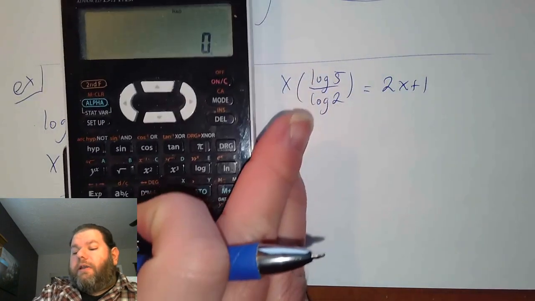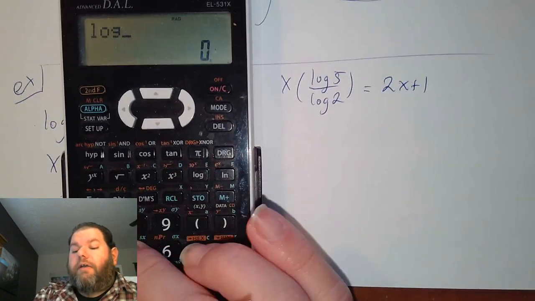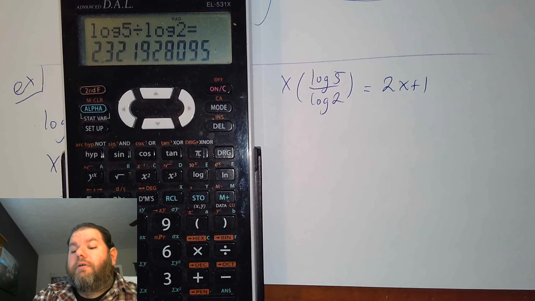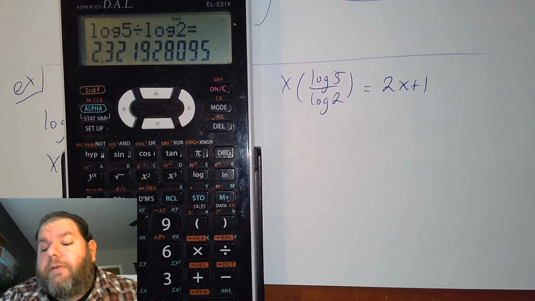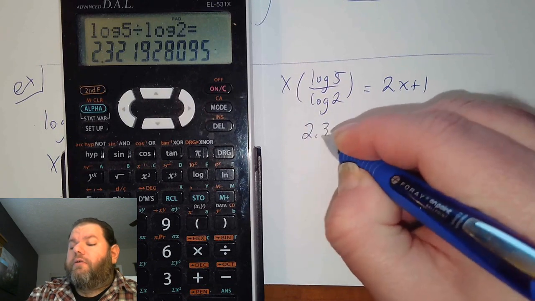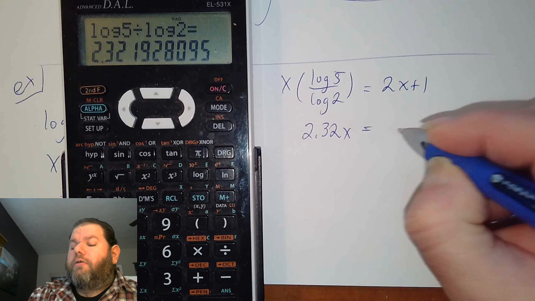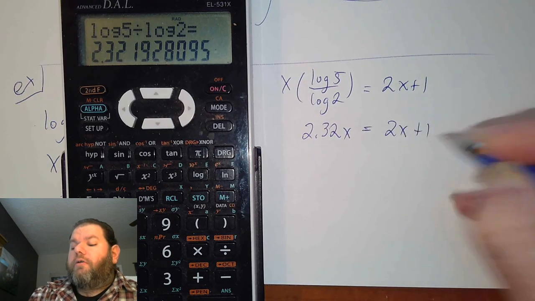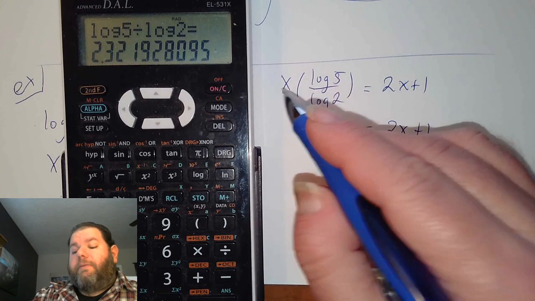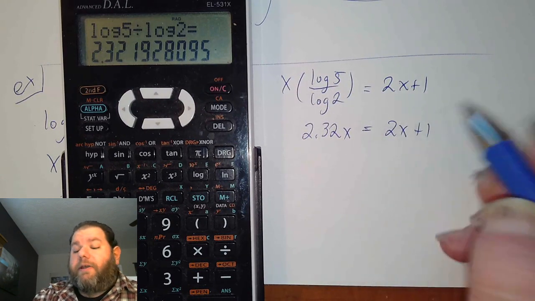So now we'll take log of 5 divided by log of 2. Comes out to be 2.32. So that's that number times x, so we'll say 2.32 times x.